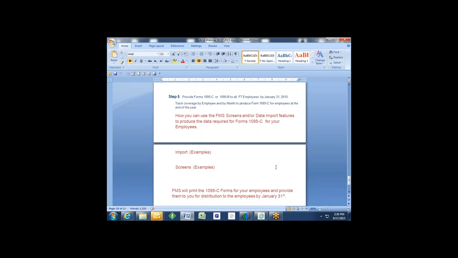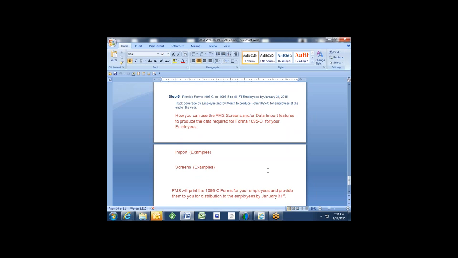And now it's step 5, which is providing the forms, 1095C or 1095B, to all of those employees that you did the offer of coverage and enrolled in the health insurance. So now we have to provide information to the IRS and to the employees about those offers that were made. And it's important to understand that it's offers. It's not just employees that signed up for coverage. It's everybody over the 30 hours that were given an offer, whether they signed up for the coverage or not.